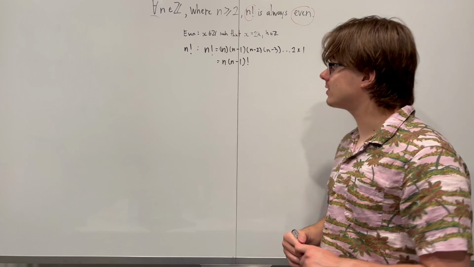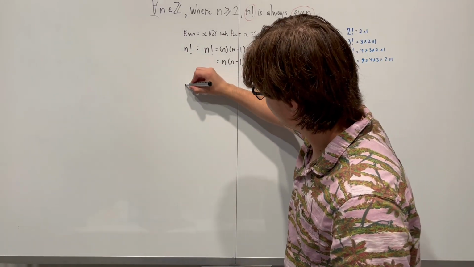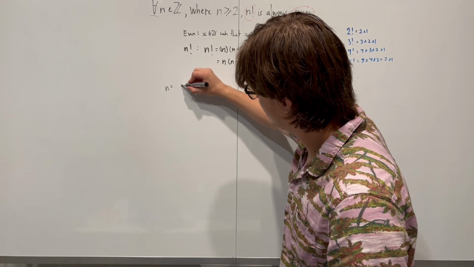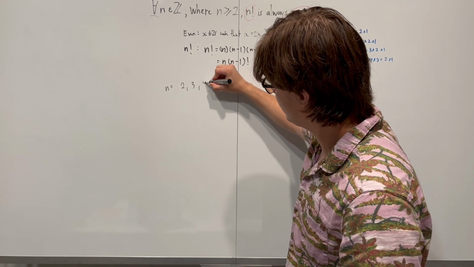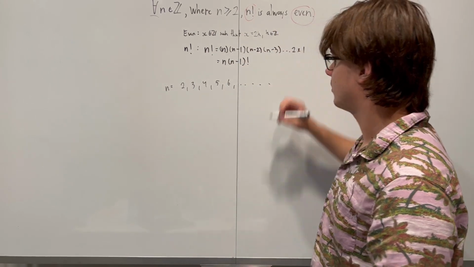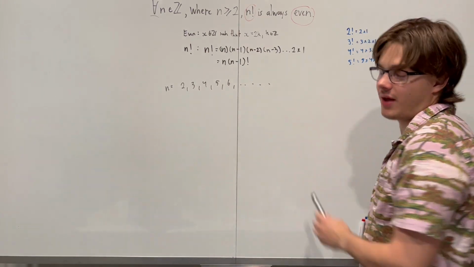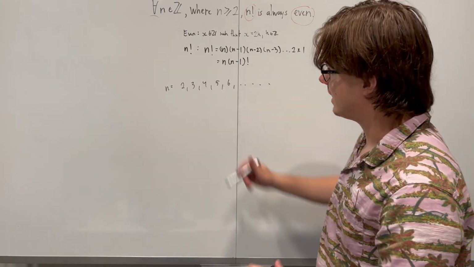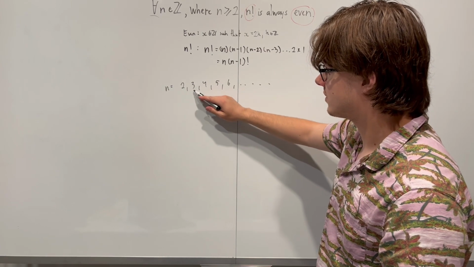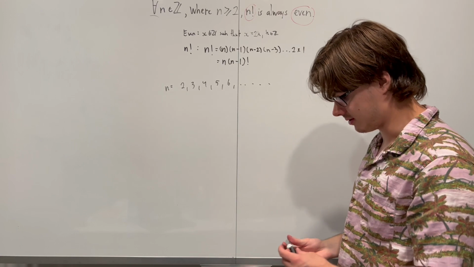So instead what we're going to do is use the following logic. Because we're looking to prove for the following n: 2, 3, 4, 5, 6, dot, dot, dot, right? We're proving for this sequence of n's. And what we want to say is this factorial is even, this factorial is even, this factorial is even, this factorial is even, and this factorial is even.